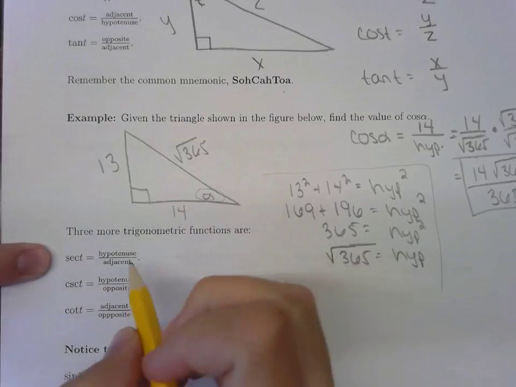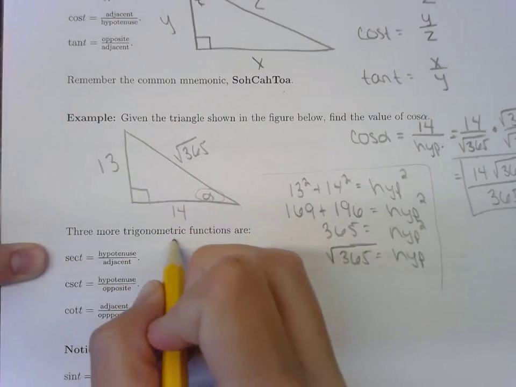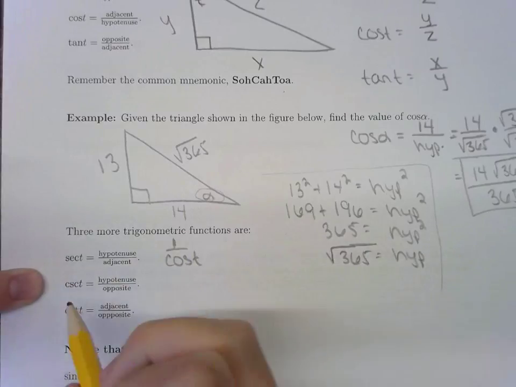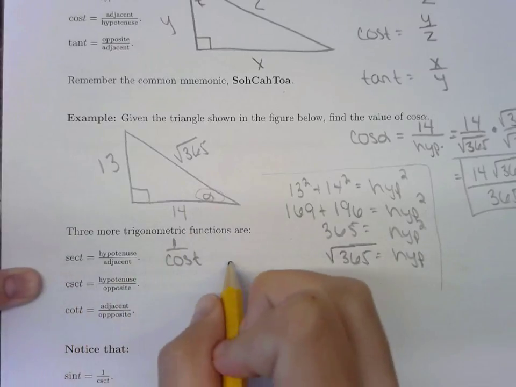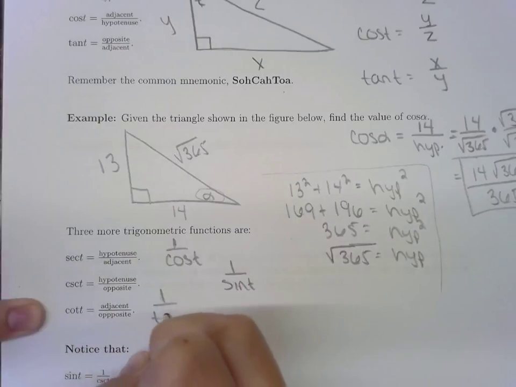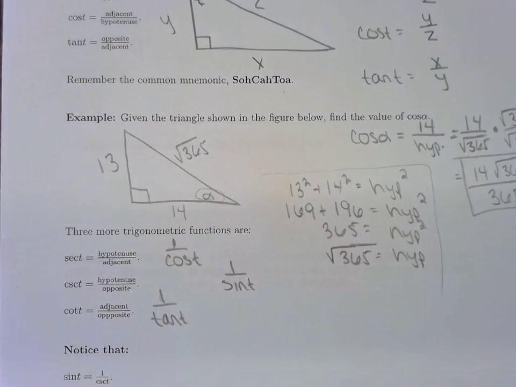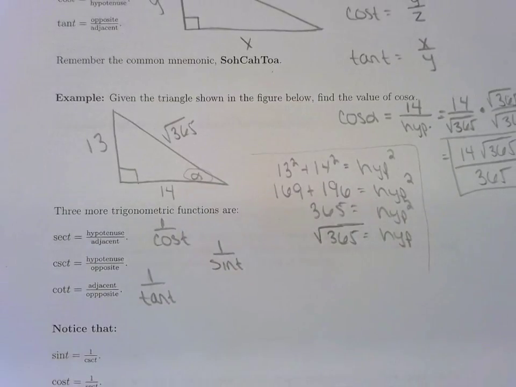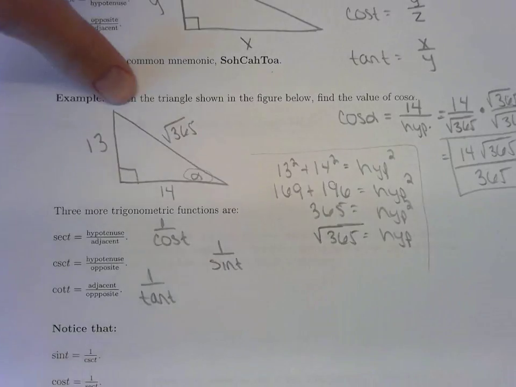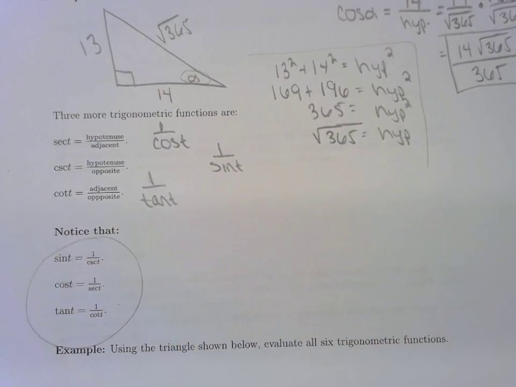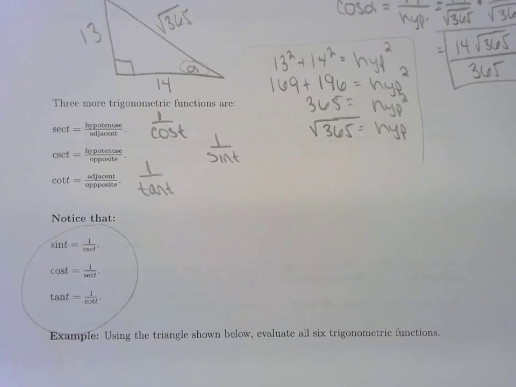So secant t is hypotenuse over adjacent, so that's actually just the flip of cosine, 1 over cosine t. Cosecant is the flip of sine t, so 1 over sine t. And then cotangent is the flip of tangent, so 1 over tangent t. So if you have these first 3, you can always find the next 3 trig functions. So these have to be memorized also.